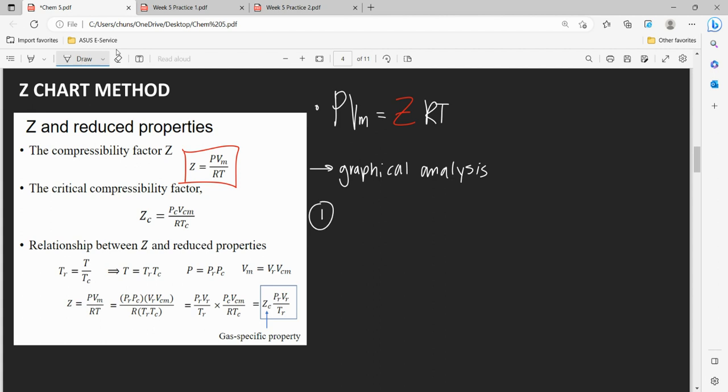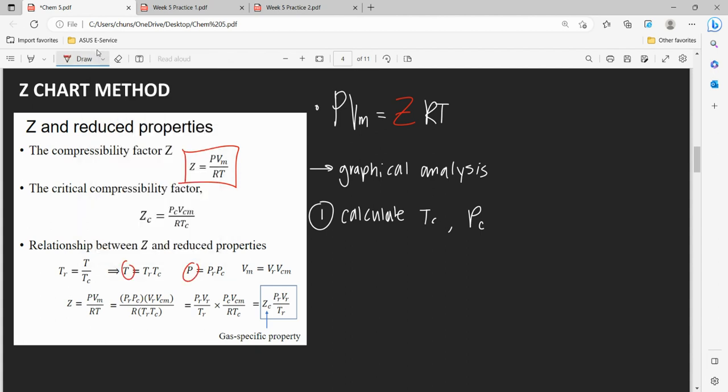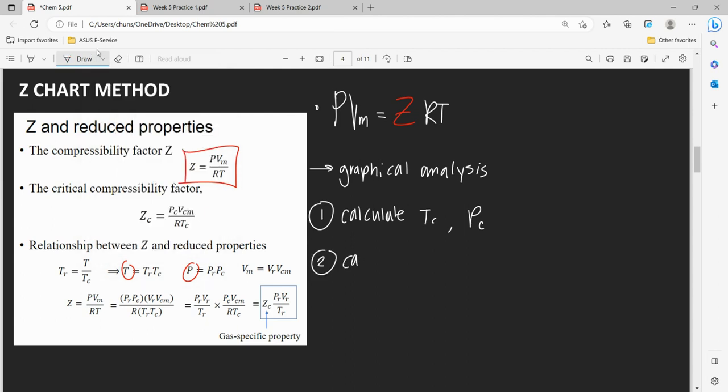If I were to run through it, I would calculate critical temperature and critical pressure, if you haven't done so already. And then you're usually given your initial state values for temperature and pressure. You're going to use those to calculate reduced temperature and pressure. And these are the axes of the graph that we're going to use.